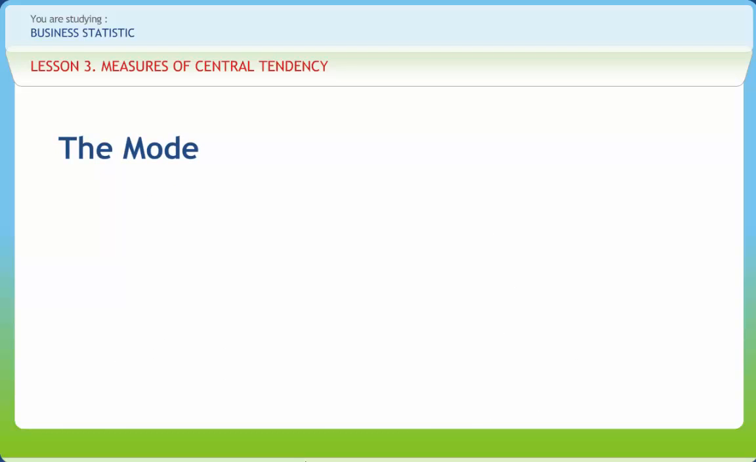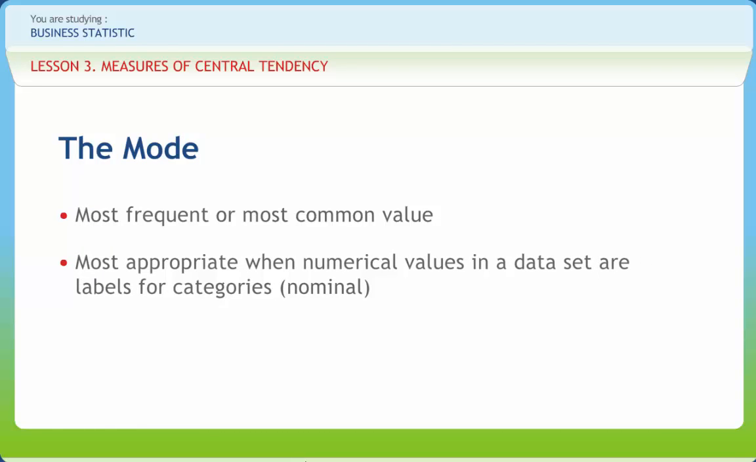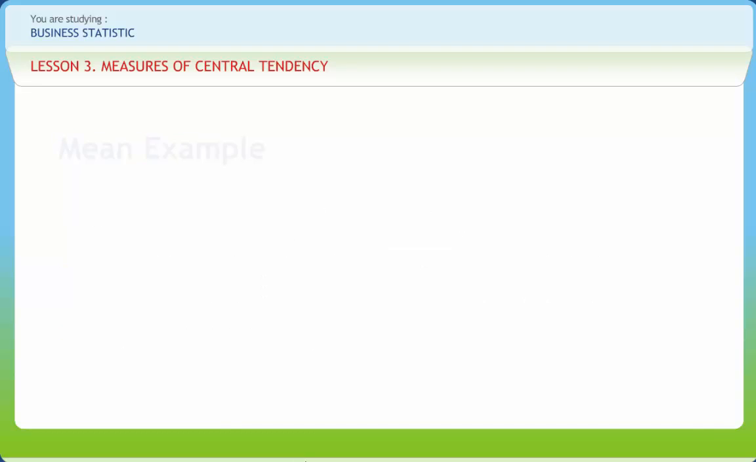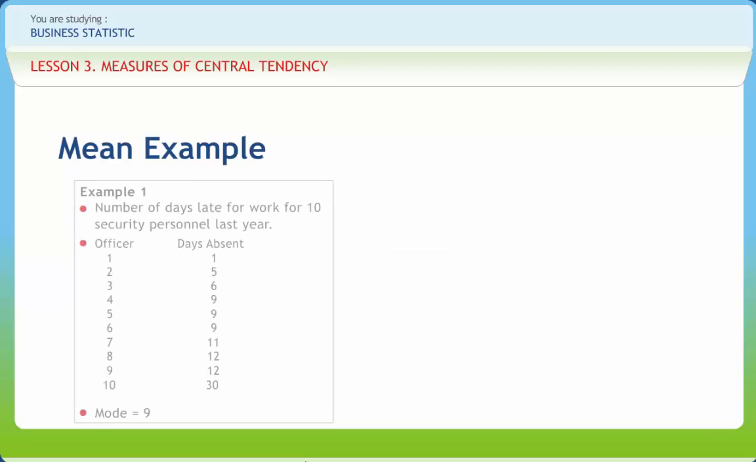Mode is any value which occurs more frequently than the others, most appropriate when numerical values in a data set are labels for categories, or nominal. Mode is that value of the variate which occurs maximum number of times in a distribution and around which other items are densely distributed. For calculation, first, put the individual values in numerical order from small to large. Then, note the value which occurs most frequently, which is the mode.